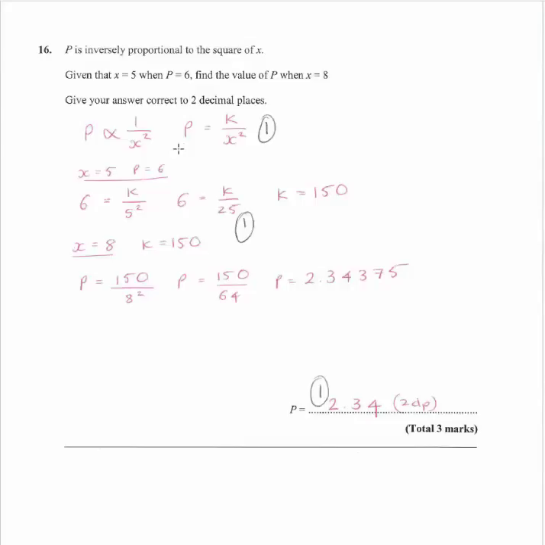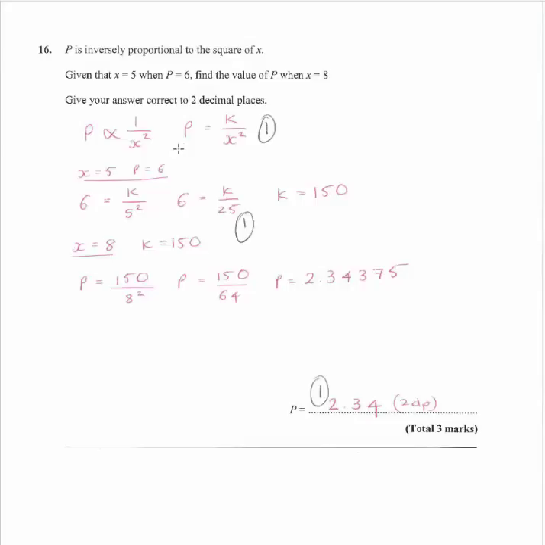Now, work out what k must be from the information they give you. When x is 5, p is 6. So put 6 there and 5 there. Okay, so 6 is equal to k divided by 5 squared, so k must be 150, 6 times 25. So now we know what the formula is. P is equal to 150, that's what k is now, over x squared.